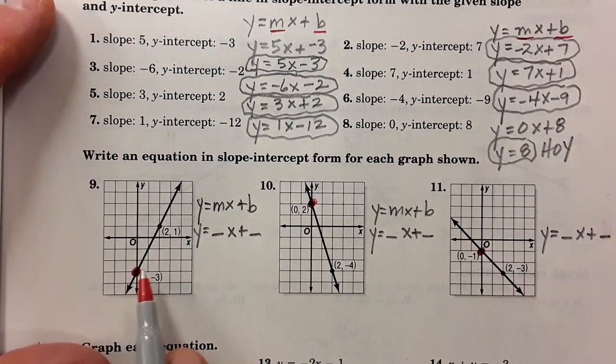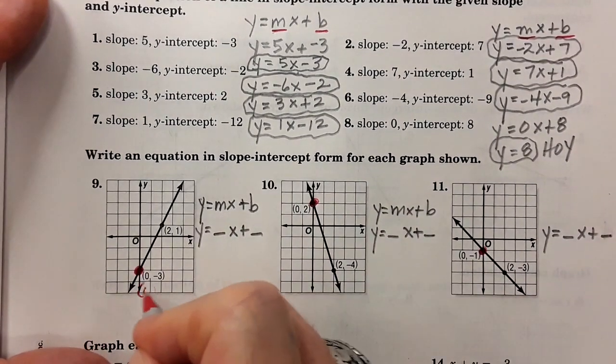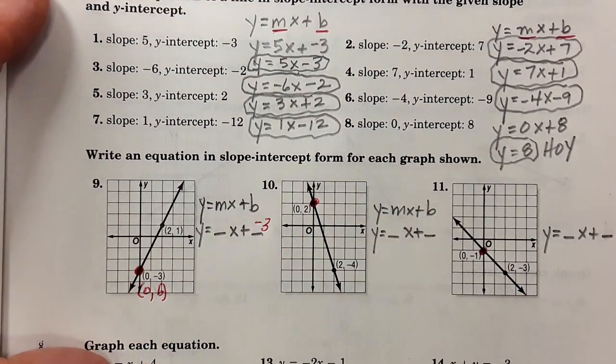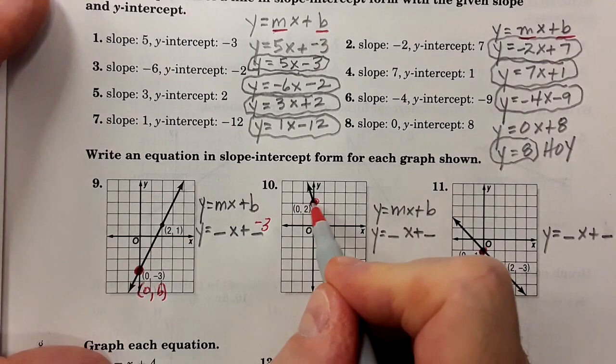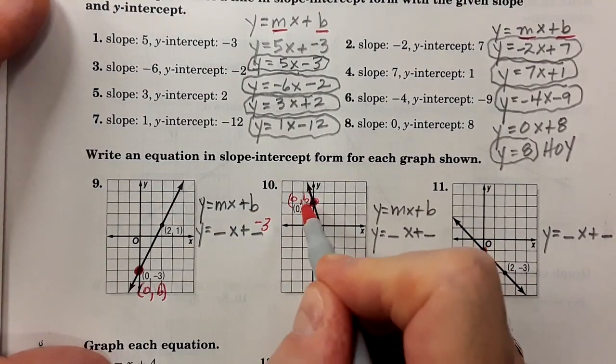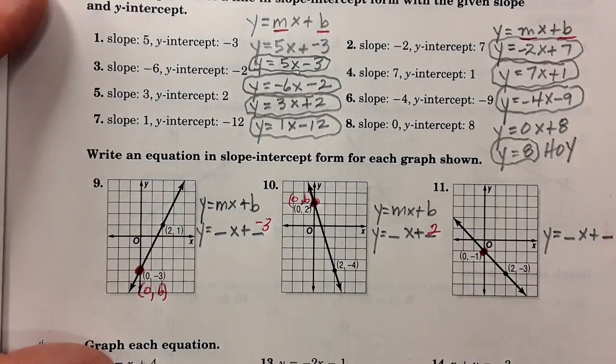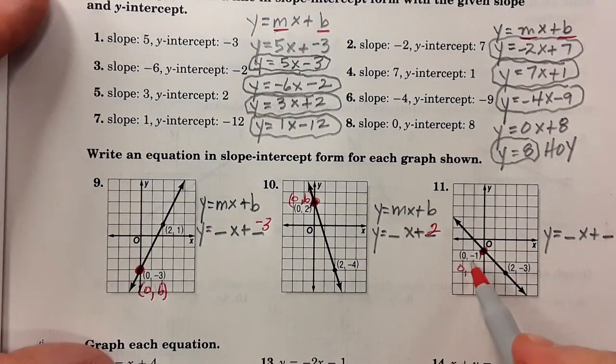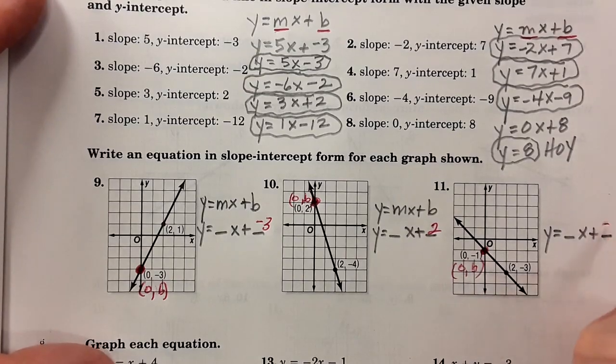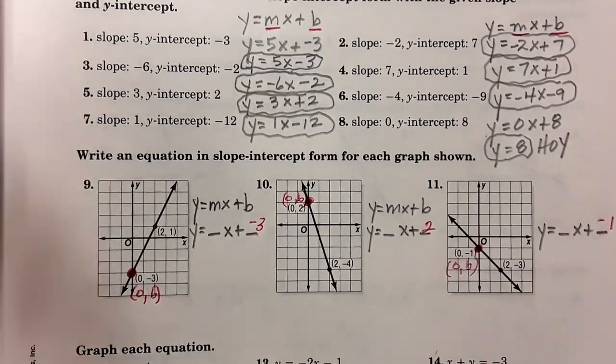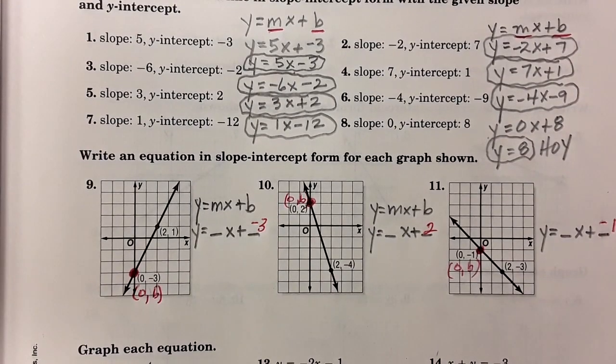So let's fill in the b first. 0, -3, so b is -3, we put that there. Then we got 0, 2, so b is 2, we put that there. This one, b is -1, so we put that there. That's easy. Now we figure out the slopes. Slopes are either up and to the right or down and to the right. From the first dot we're going to go up and to the right for a positive slope, or down and right for a negative slope. That's how you find slope, and that's how you find your m, and you just put that in.